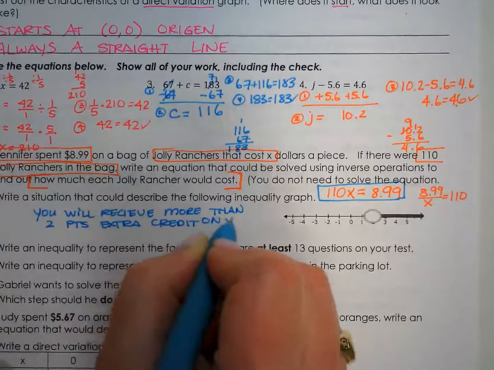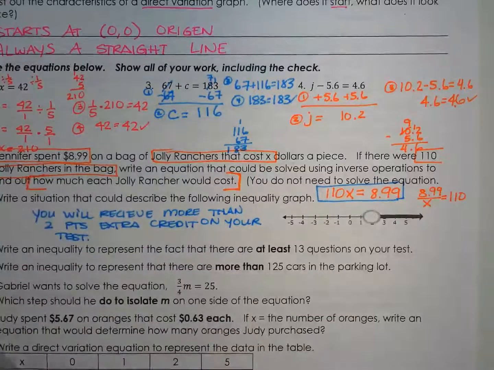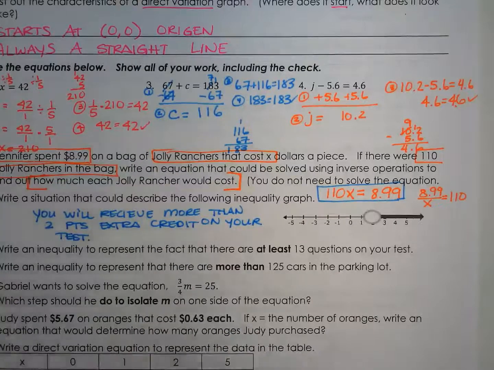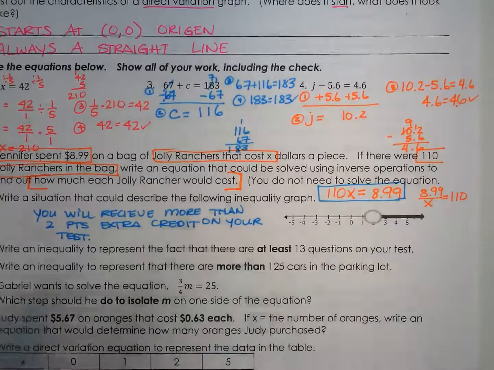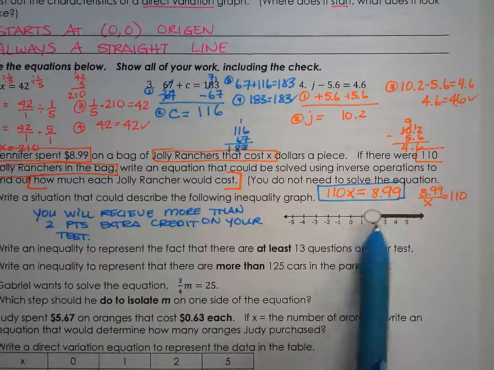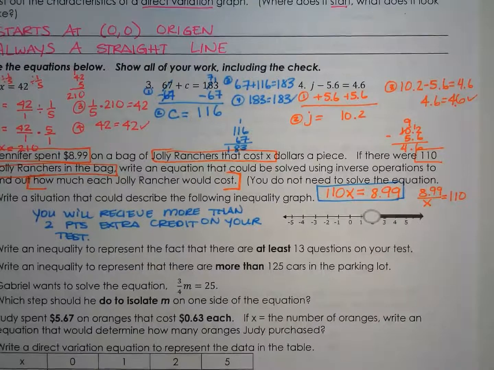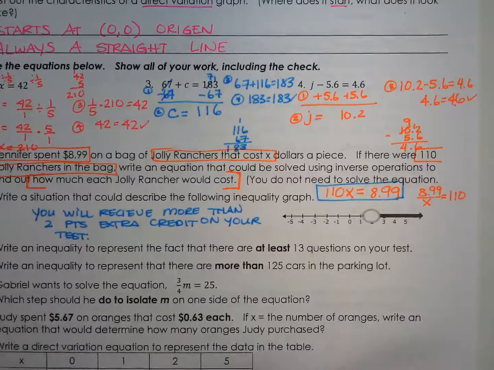on your test. There are an infinite number of answers to this particular question, but there's an example of how we could relate this inequality to a statement. So it's saying that you're going to receive more than 2, not 2, more than 2 extra credit points on your test.